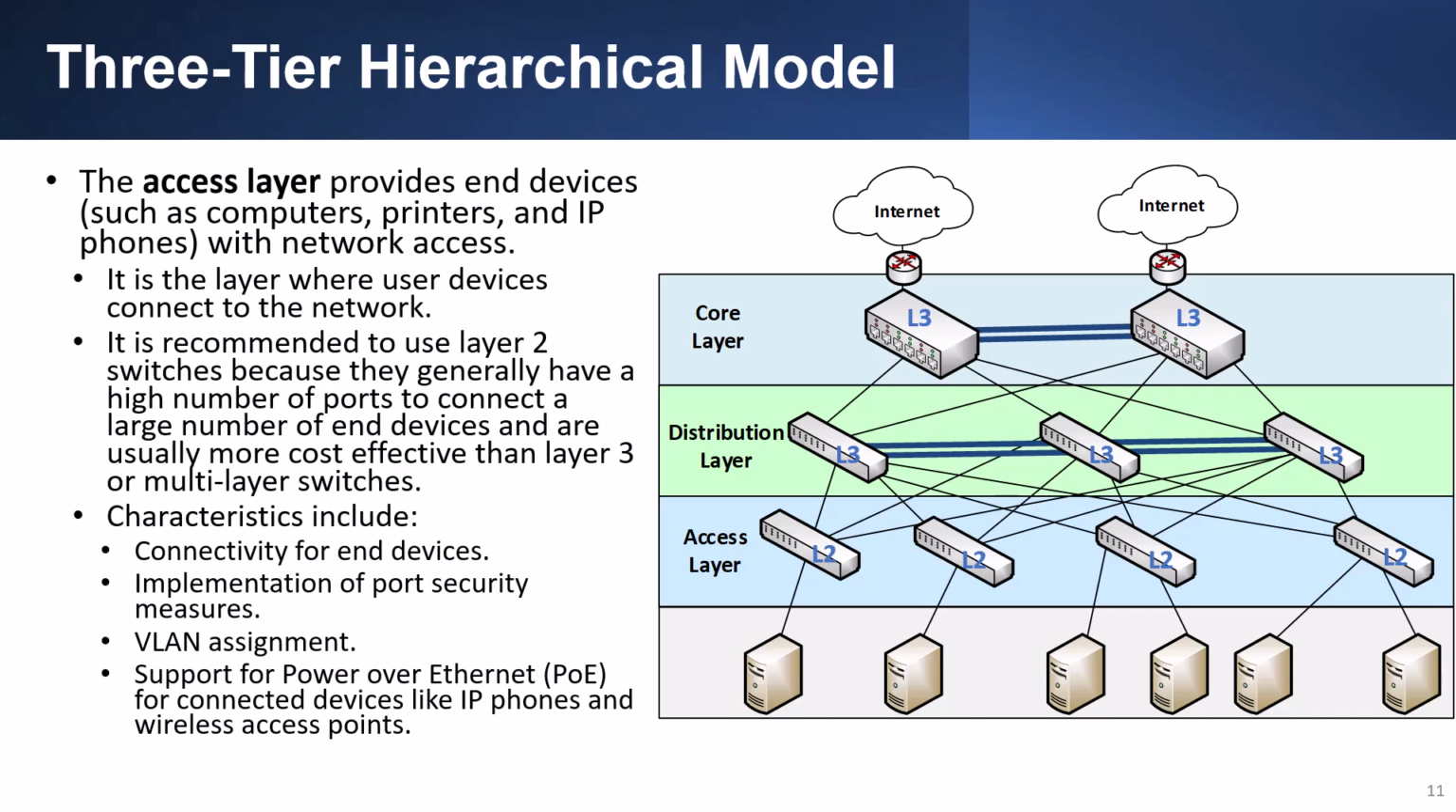The access layer provides end devices such as computers, printers, and IP phones with network access. It is the layer where user devices connect to the network. It is recommended to use layer 2 switches because they generally have a high number of ports to connect a large number of end devices and are usually more cost-effective than layer 3 or multi-layer switches. Characteristics include connectivity for end devices, implementation of port security measures, VLAN assignments, and support for Power over Ethernet, or PoE, for connected devices like IP phones and wireless access points.